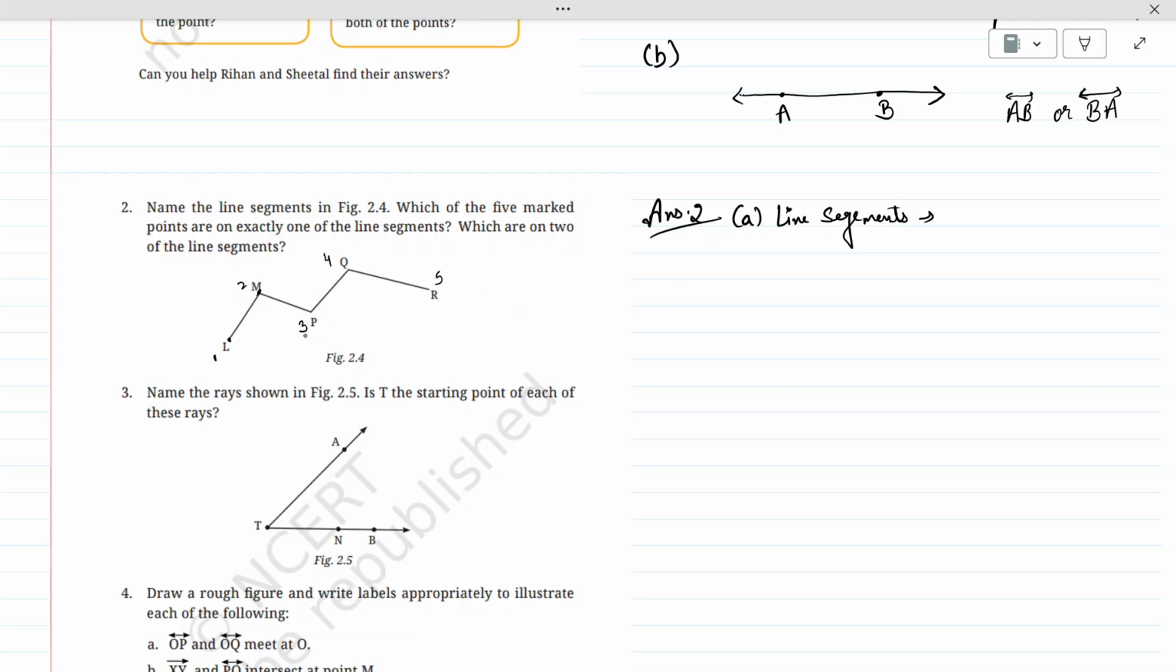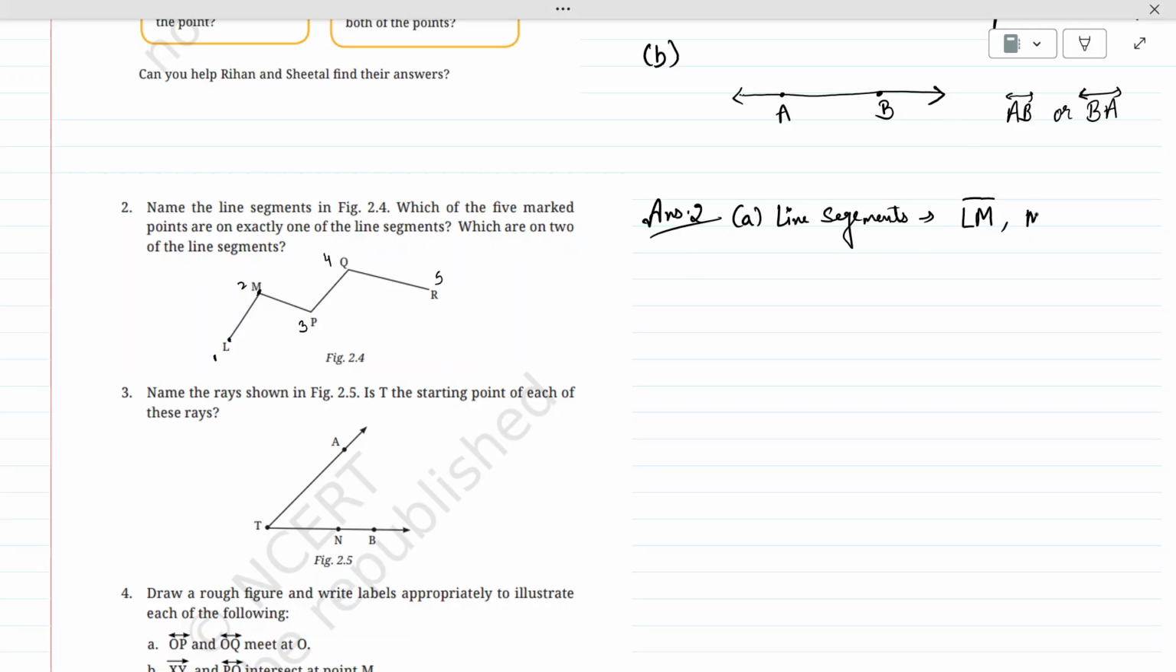What are the different line segments? First is LM, because this is the starting point, this is the end point, and it has a fixed length also. So this is LM. I will write LM, and above that for a line segment we use a line, right? This is first. Then MP.